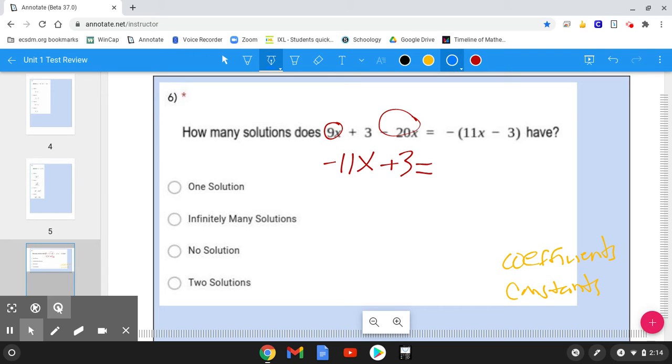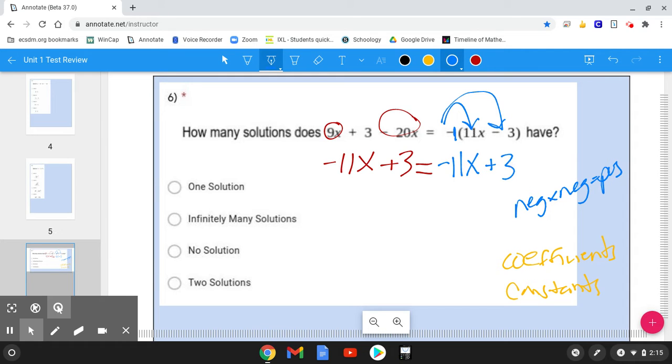However, notice there's a negative outside the parenthesis. That's like a negative 1, and this is the distributive property. So we'd multiply negative 1 times 11x and negative 1 times negative 3. So negative 1 times 11x is negative 11x. Negative 1 times negative 3 is a positive 3, because remember, a negative times a negative is equal to a positive. Now, we can't combine anything more on the left-hand side. We can't combine anything more on the right-hand side.